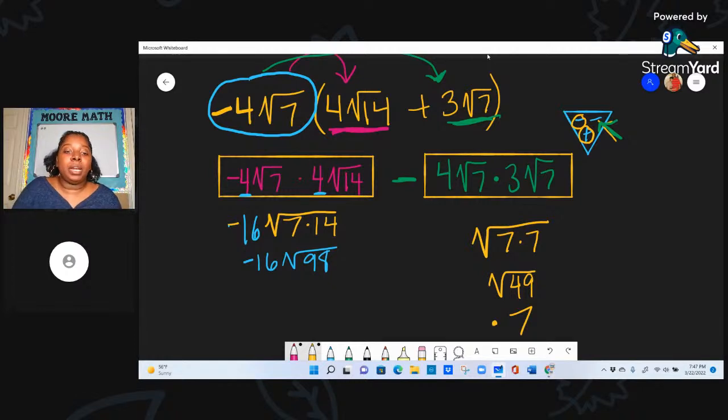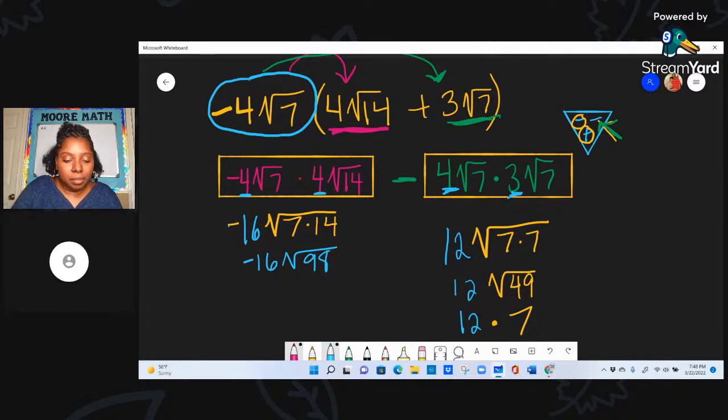So we combine the 7s. What else can we combine? The 4 and the 3. Good. What is 4 times 3? Yes, 12. You had it. Okay. So we just keep bringing it down. And what's 12 times 7? 84. Good. Okay. So make sure we combine both of these now, right?